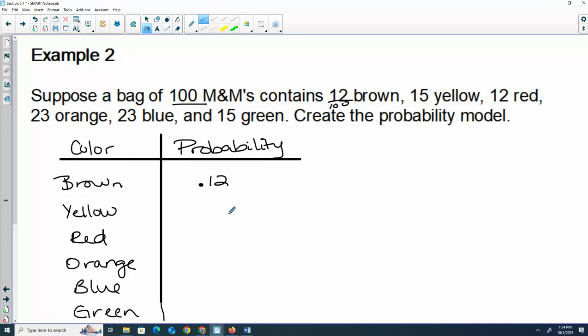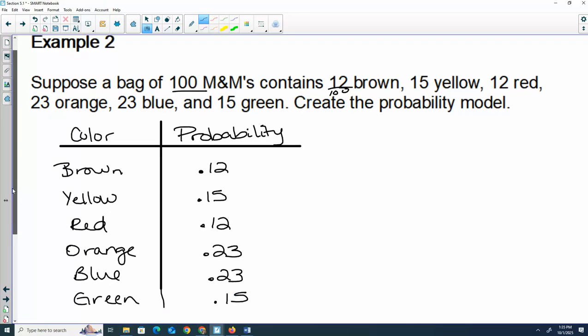Probability of a yellow. Probability of a red. Probability of orange. Blue. And green.